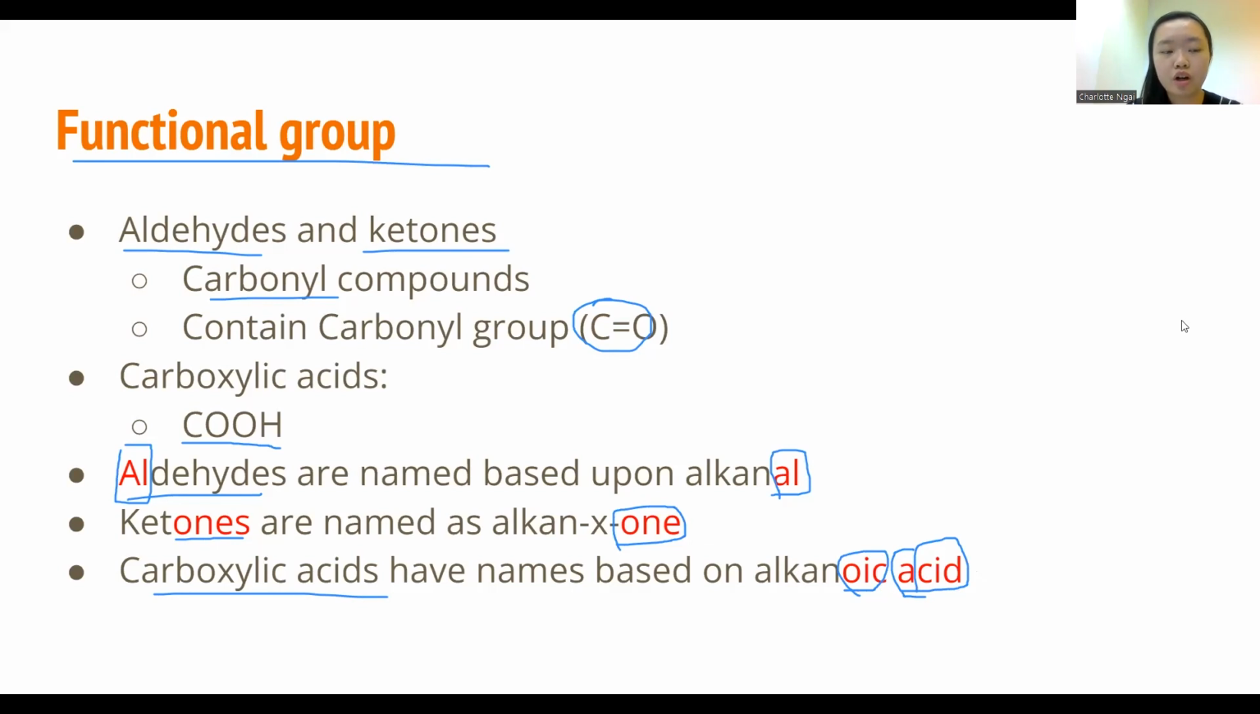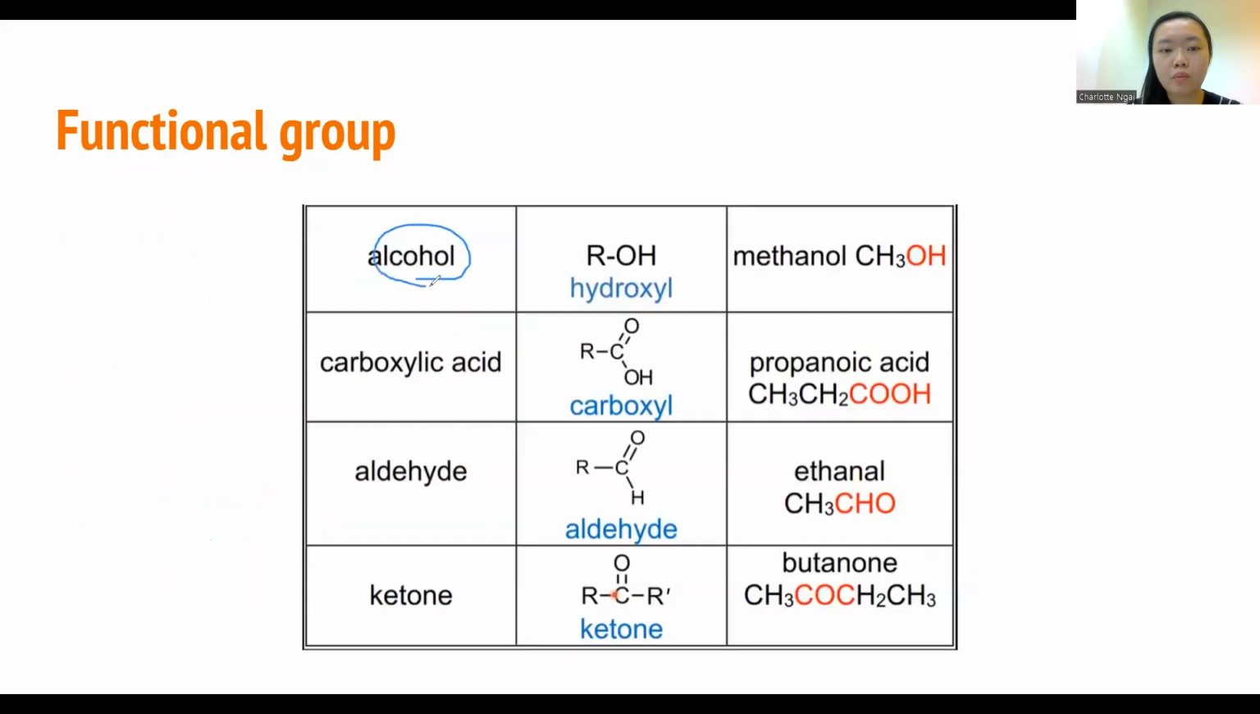This is a chart where you can see I also added one more functional group, which is alcohol. For alcohol, this is an OH group. For carboxylic acid, there will be COOH. For aldehyde, there will be CHO. And finally, ketone will have a CO double bond.